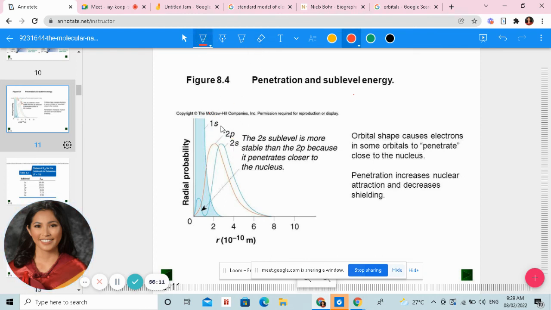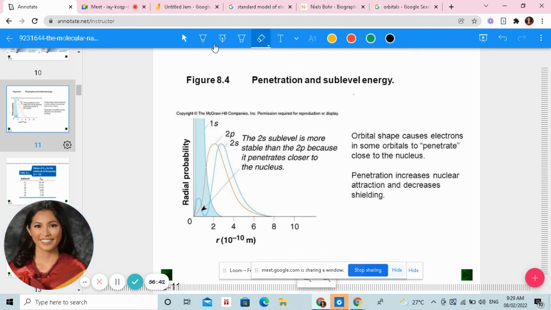So, 1s. Who is more penetrated? Who is closest? 1s, ma'am. 3s or 1s? 1s. Who is more penetrated, 2p or 3s? Okay, very good. 3s or 3d? 3s. Okay.